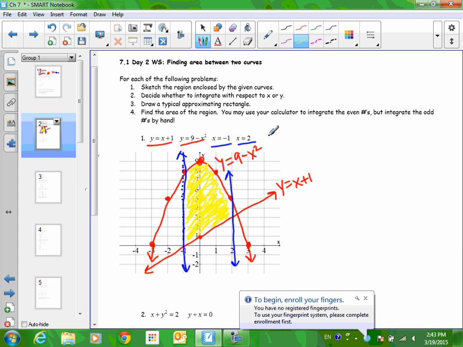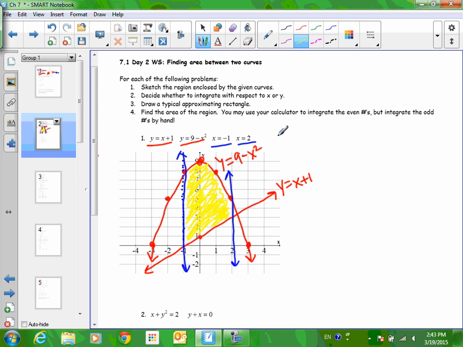Okay, I want you to quickly count up the squares and write an estimate of what you think the area is. And then we're going to compare our answer to that. Just estimate by counting up the squares. Okay, and we're going to see at the end how close you were. All right, so we did number 1.